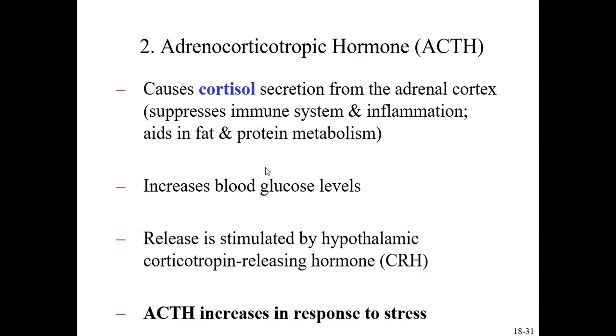for metabolism. There's some indication that ACTH production increases in response to stress. So sometimes you see the cortisol hormone referred to as a stress hormone, because when you're under stress conditions, especially long-term stress, the ACTH from the pituitary gland increases, and that causes an increase in cortisol.